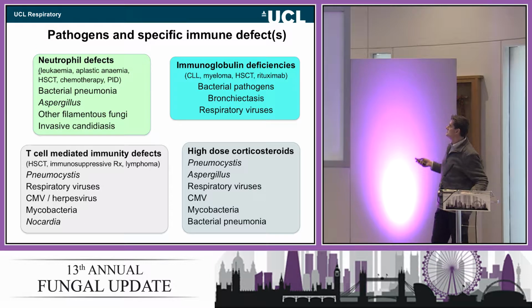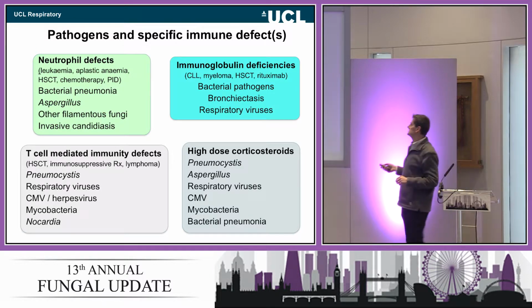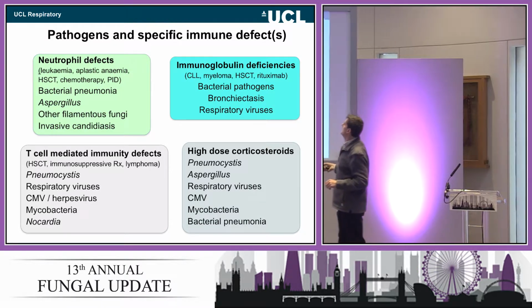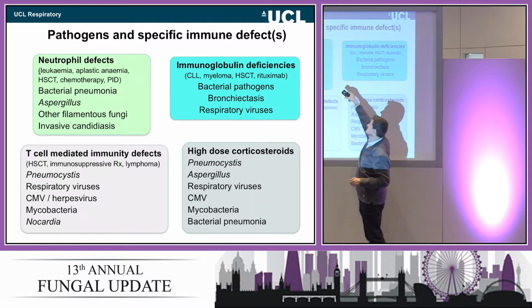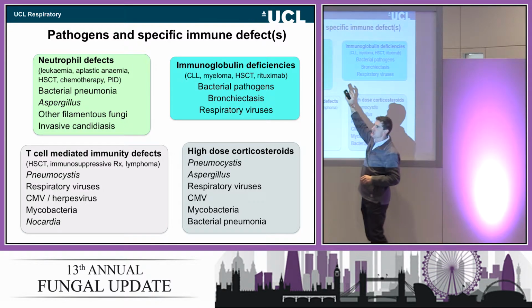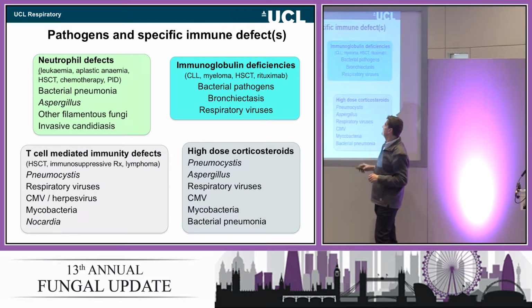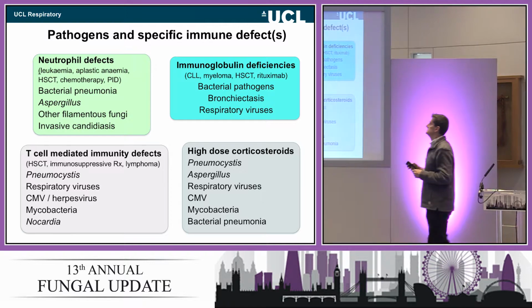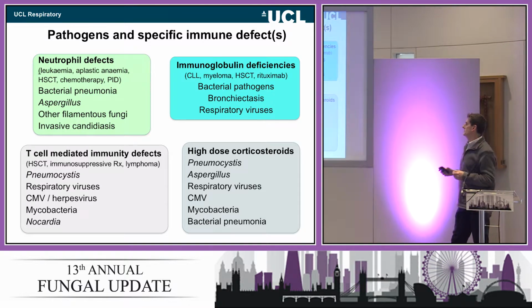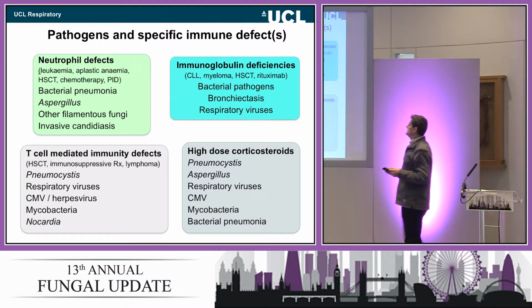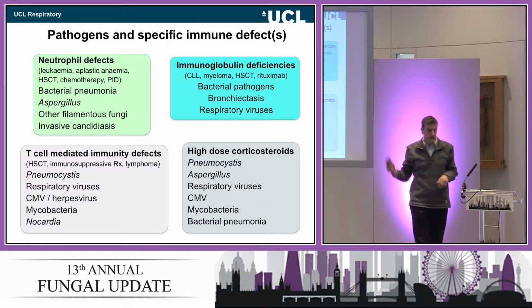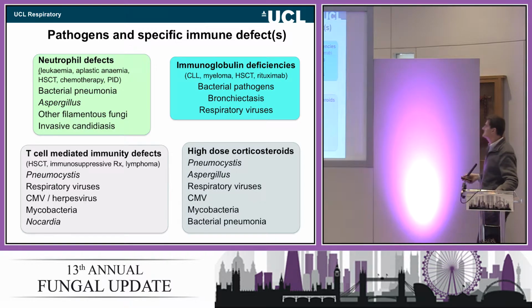Okay, so pathogens are specific to immune defects. I'm not going to label this too much, but largely it breaks down into, if you have a neutrophil defect, then you're going to worry about aspergillus, as well as bacterial pneumonias, occasionally the rare filamentous fungi. If you have a T-cell-mediated immunity defect, then you worry about pneumocystis, CMV, and the respiratory viruses, and in certain circumstances, nocardia and mycobacteria. Steroids do everything, as a sort of general rule of thumb. Immunoglobulin deficiencies will open you up to bacterial infections and respiratory viruses.